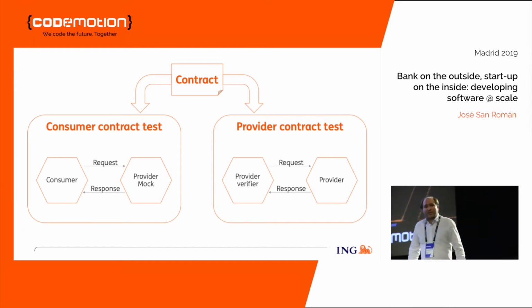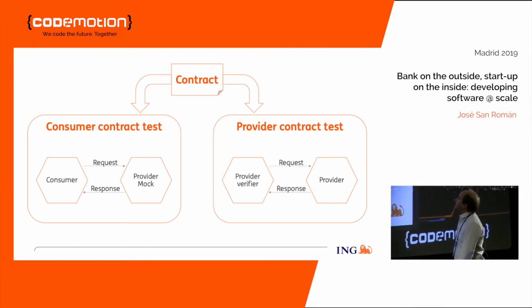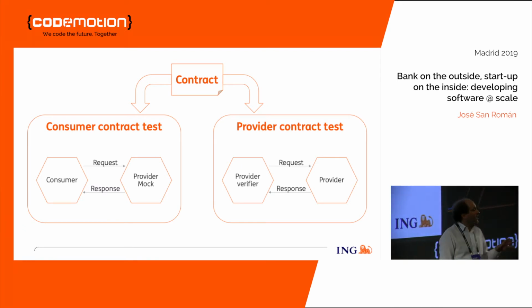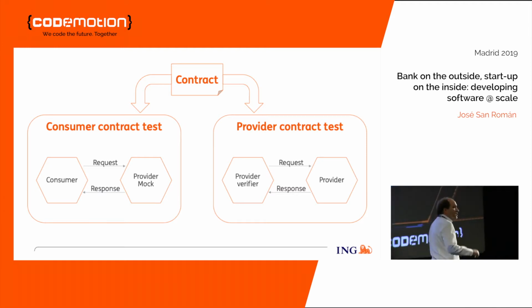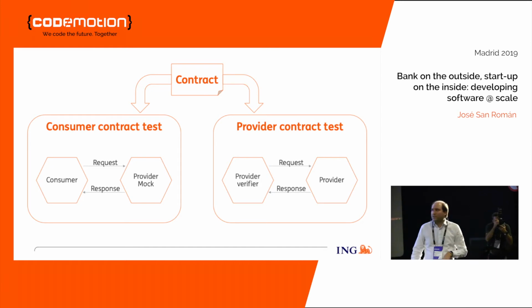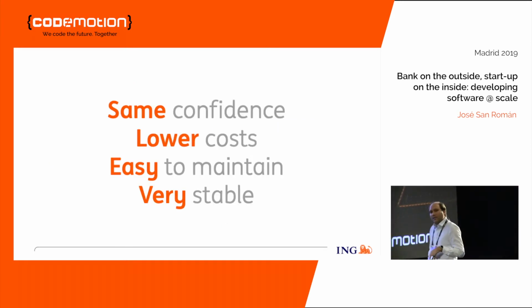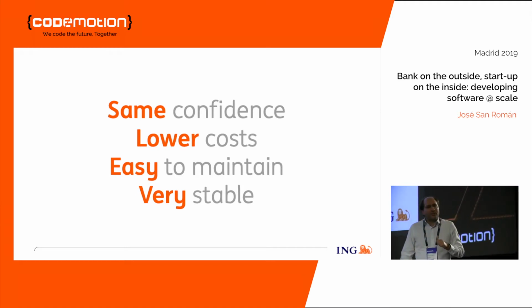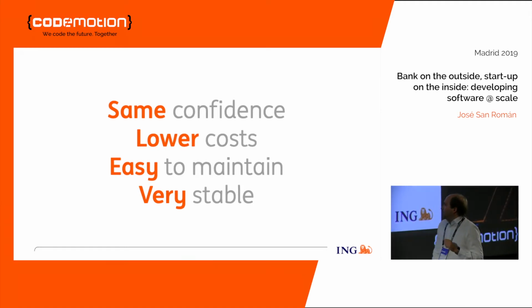I need to speed up because we have 5 minutes. So we have the consumer part, and we have the provider part. And we need to have two tests to ensure we're checking our mocking assumptions. This gives us the same confidence at lower cost, they are easy to maintain, and they are very stable.